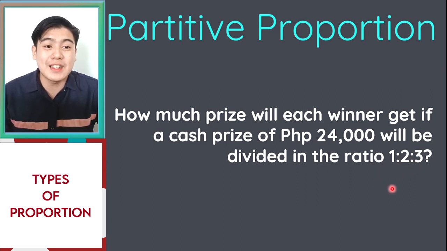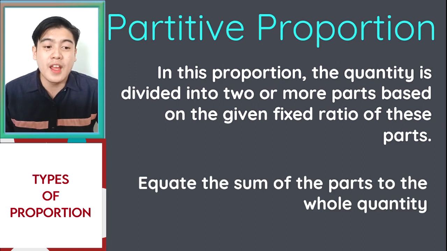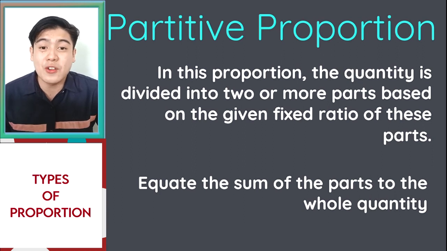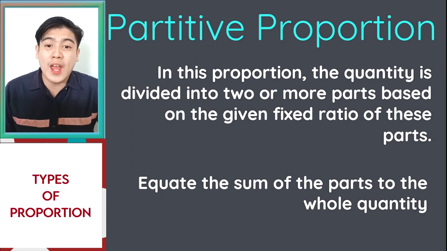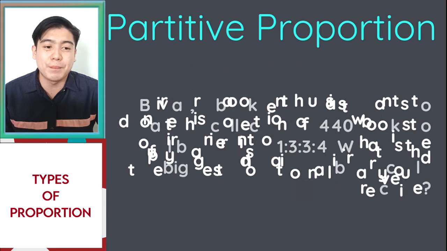So, bakit nga ba siya tinawag na partitive proportion? Kasi in this proportion, the quantity is divided into two or more parts based on the given fixed ratio of these parts and equate the sum of the parts to the whole quantity. So, yung ratio na nakita nyo kanina na 1:2:3, we have to find the sum of those parts and equate those parts sa whole quantity. So, yun siya.